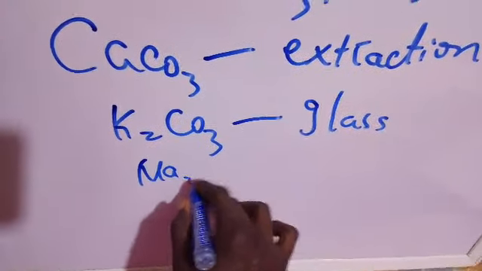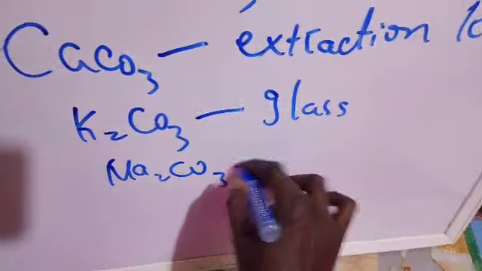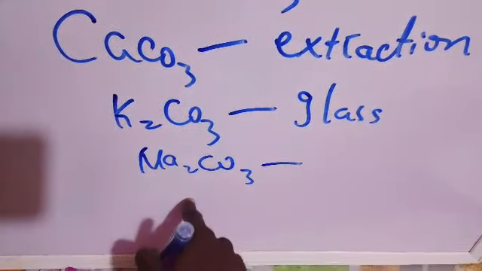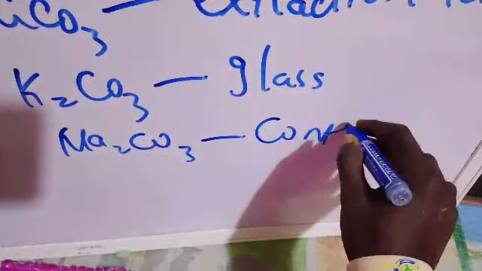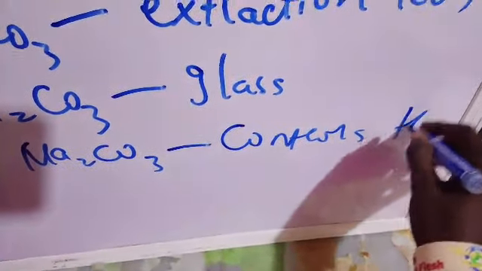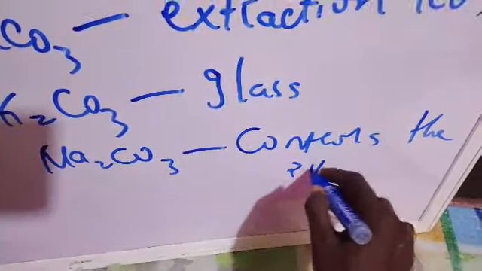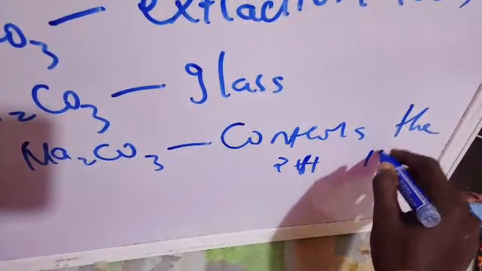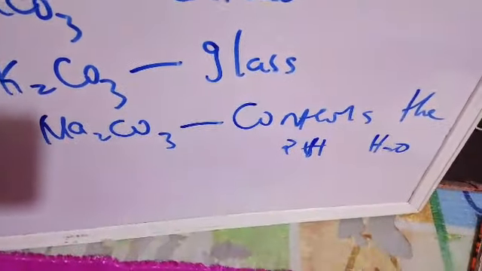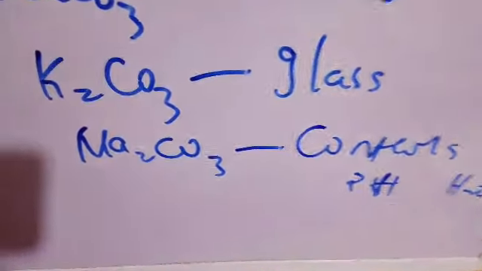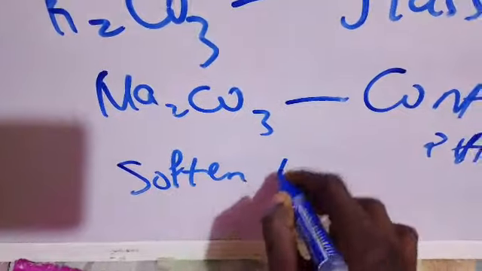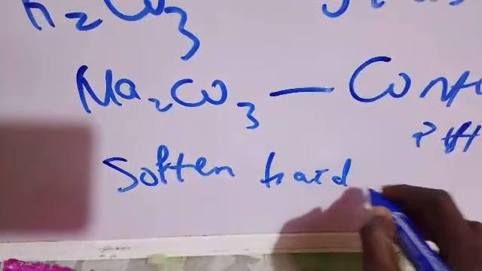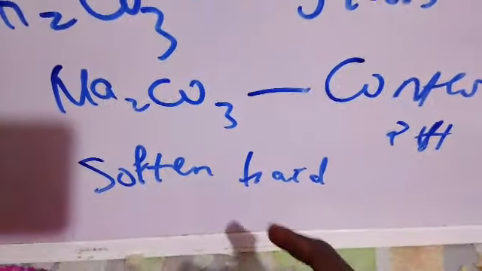Then Na2CO3. Let me quickly discuss this one. It controls the pH of water. It's also added to food. And it also softens hard water, and it's also used in the manufacture of glass like K2CO3.